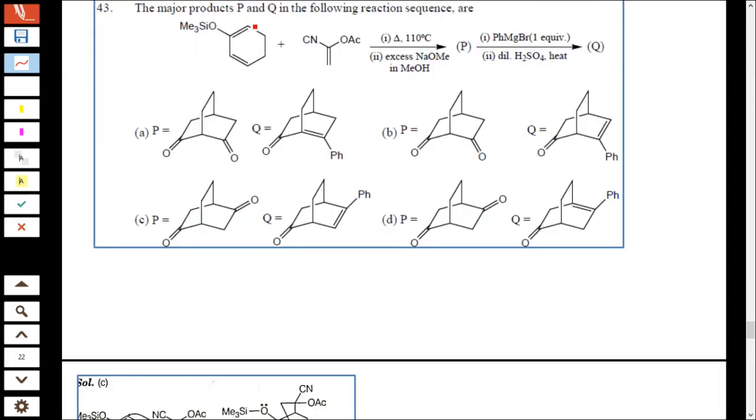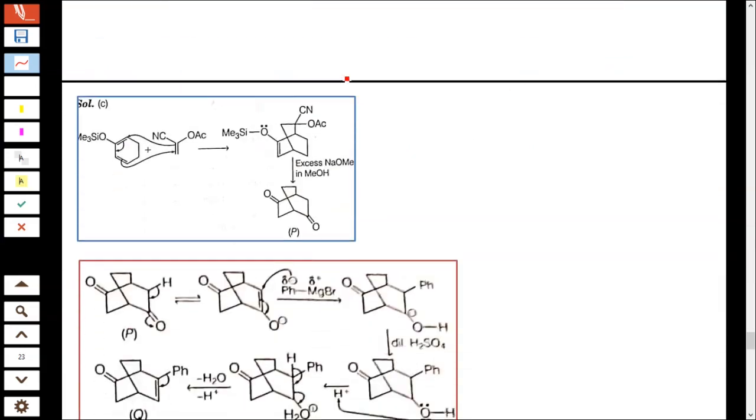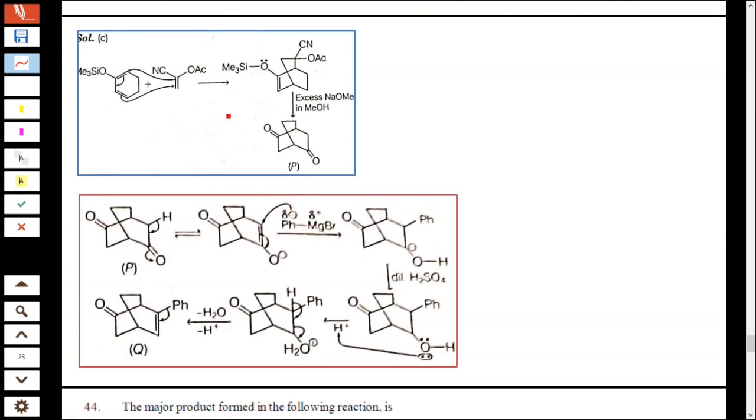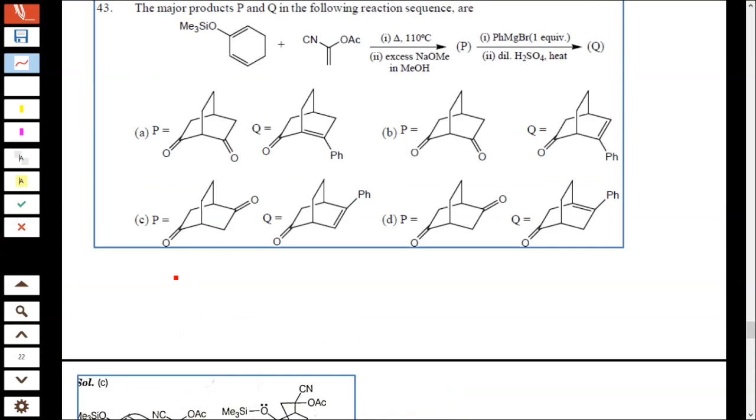Question number 43. The major products P and Q from the following reaction. See this reaction. This addition gives the product P. This on addition with PhMgBr and then treatment with dilute H2SO4 will give the product Q. Here option C was correct, and A and B were ruled out. In option D, the bridged double bond will not occur, hence option D was also ruled out.